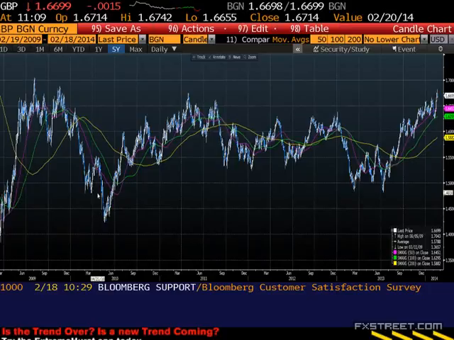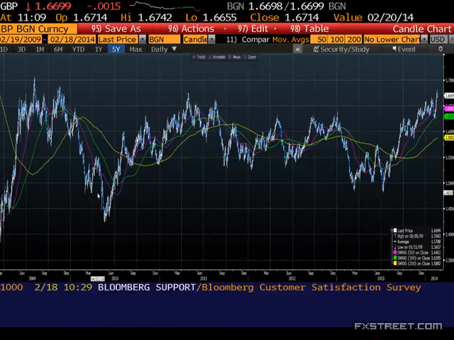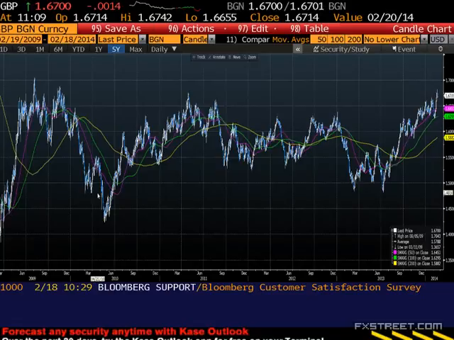Cable is actually at the riskier end of the majors out of the G10. So we go all the way up to 168, almost on a whim, early on Monday morning, and then we pull back. That's very normal cable behavior, and it does not mean that the uptrend is over. For now anyway, we still think the fundamentals and the technicals are in place for us to continue in this uptrend. However, we would expect a pullback, and as I said, there is a chance of a deeper pullback than what we've seen already.